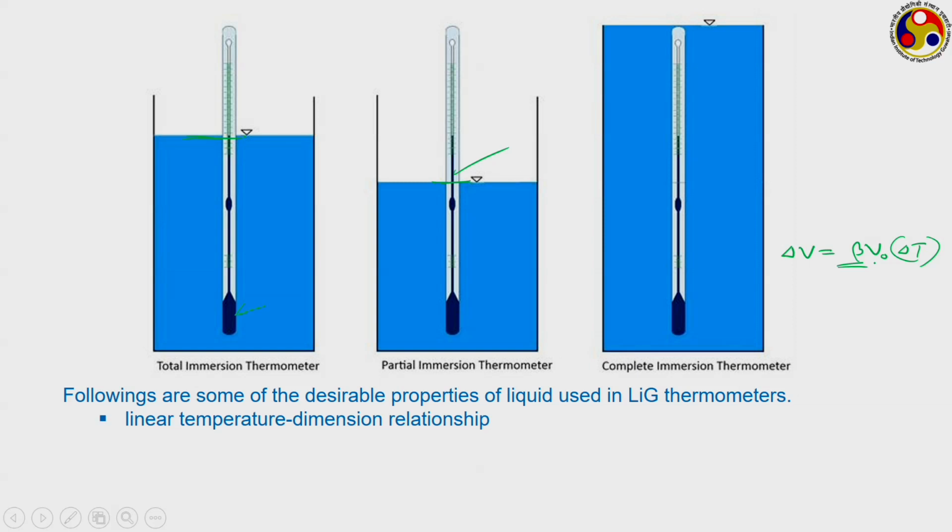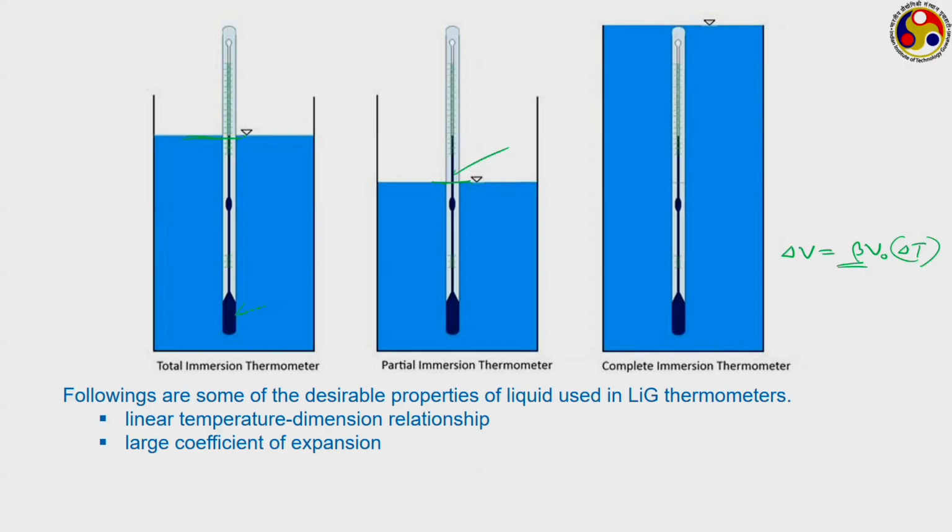Now, this thermal expansion coefficient may not be a constant. If it is a perfect constant, you are going to get a perfectly linear scale, but beta itself can vary with temperature, and similarly the glass cover also can vary with temperature. So, the thermometer scale should properly take care of this. Large coefficient of expansion, this is where the spirit thermometers are better, because their coefficients of expansion are much larger compared to mercury, and therefore they can give much larger sensitivity.